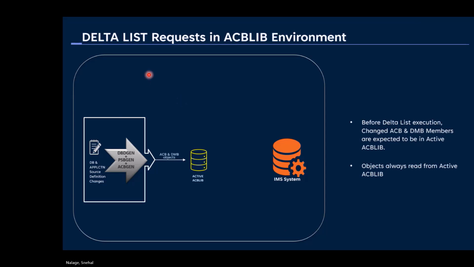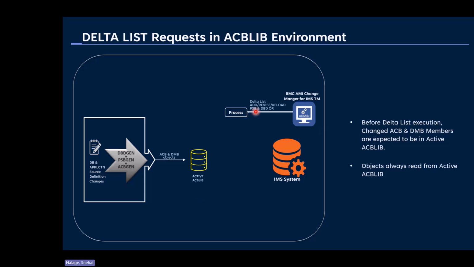So this is how the Delta list function in an ACB-lib environment looks. In an ACB-lib environment, to make the changes to the databases and the application structures, we make the changes to the database and the PSB source, and then perform DBDGen, PSBGen, and ACBGen. For Delta in an ACB-lib environment, as we said earlier, it's necessary to get those changed objects in the active ACB-lib before we execute the Delta request.